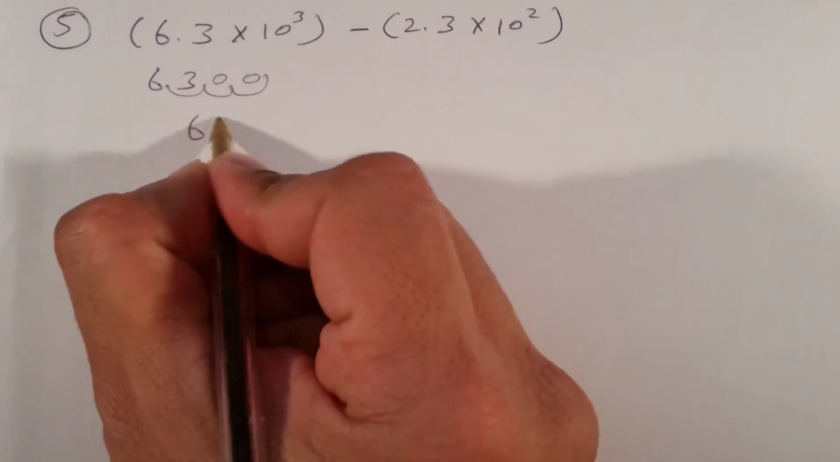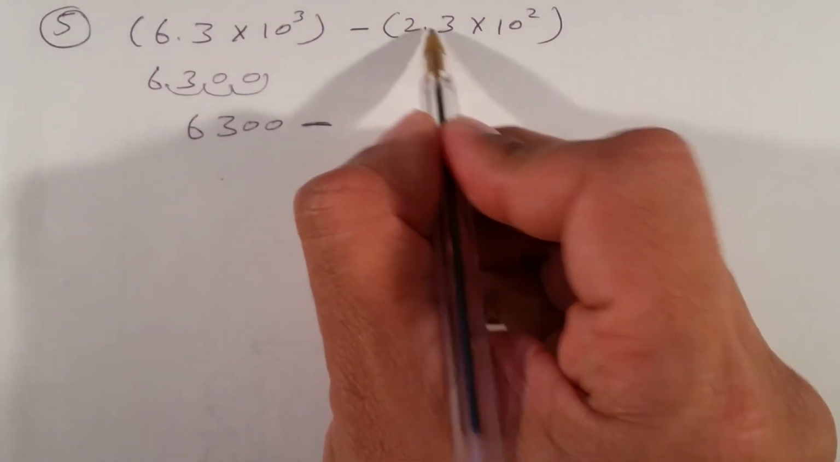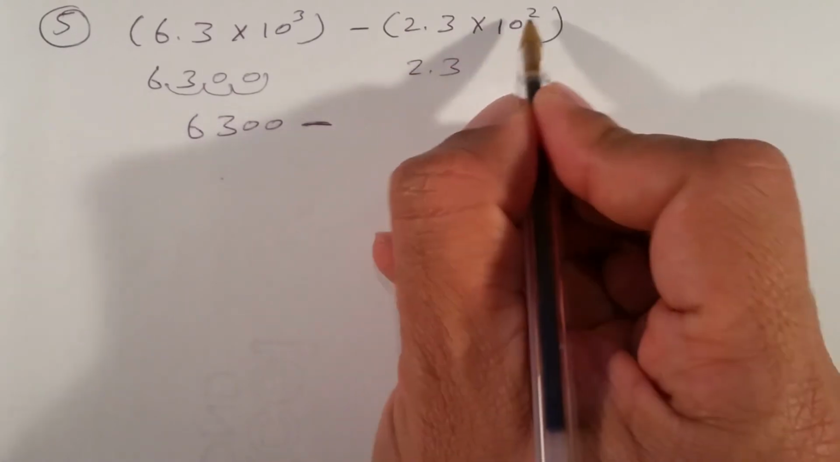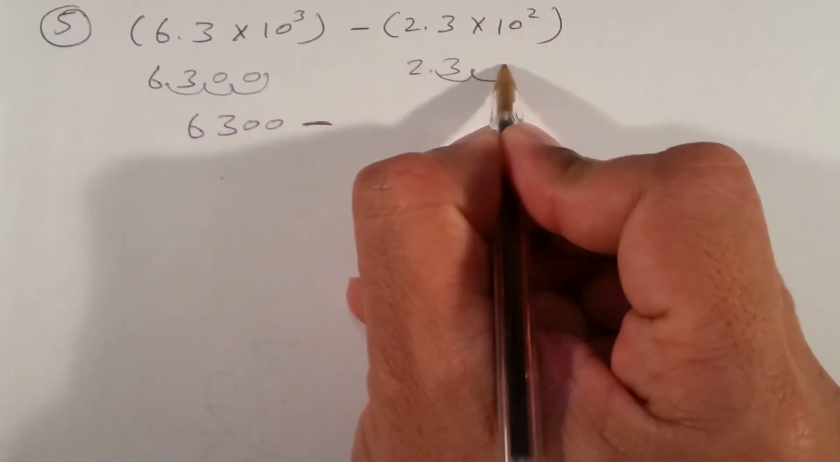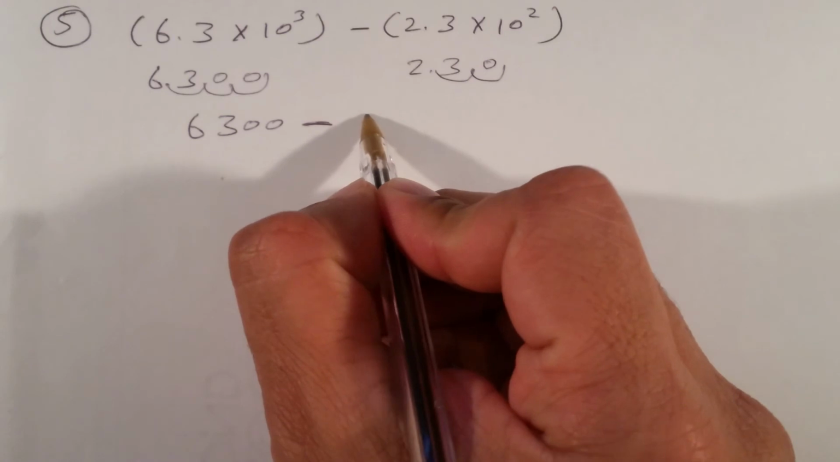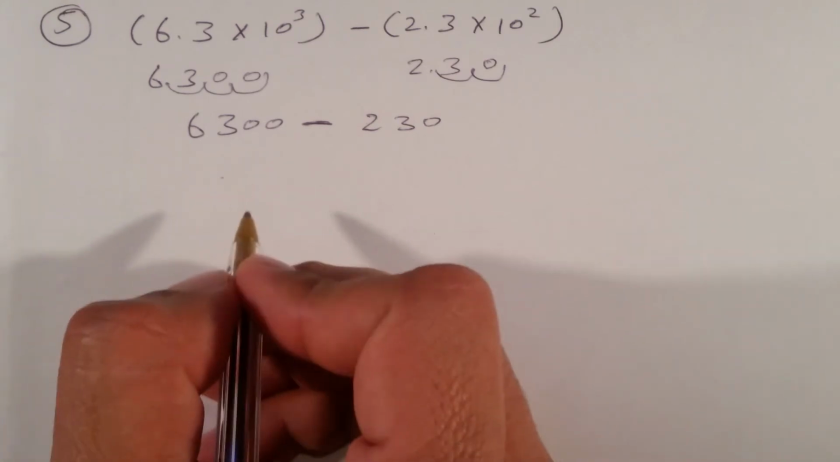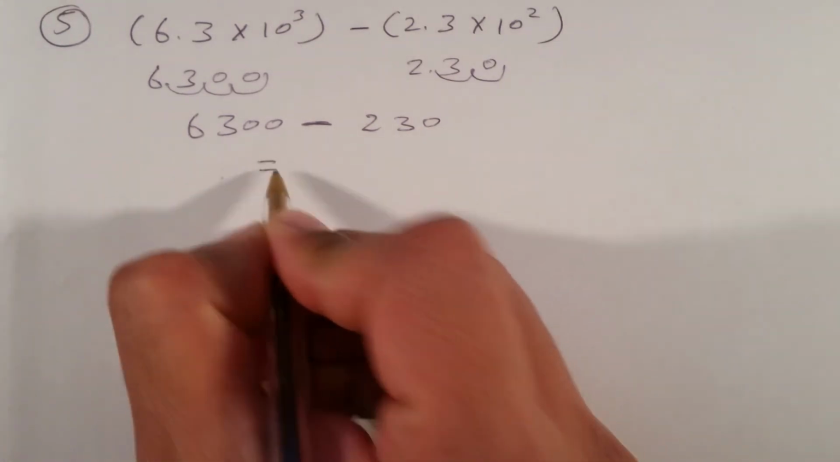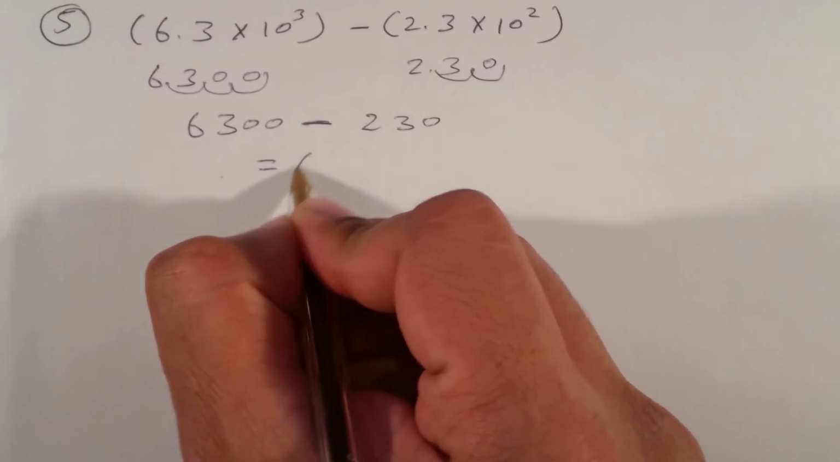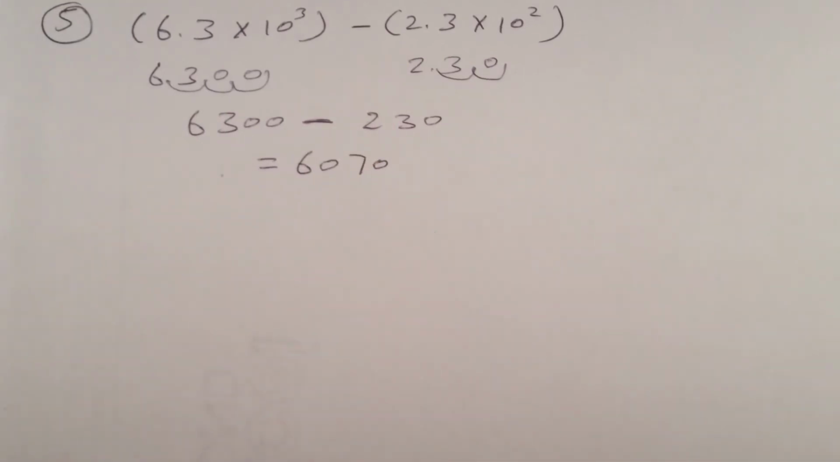So this is 6300 minus, what is that? Now 2.3, easy. 2 steps, 1, 2, and in the empty place put a 0. I'm sure you guys understand. That's an easy trick. So 230, put 230 in it and subtract them. Subtraction is quite easy. When we subtract 6,300 minus 230, that will be 6,070.